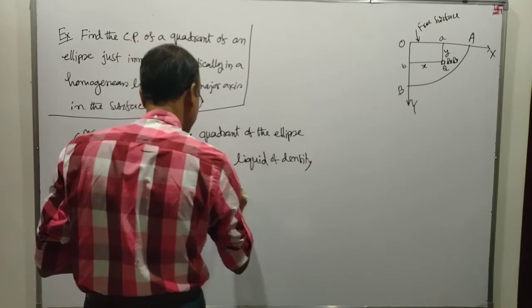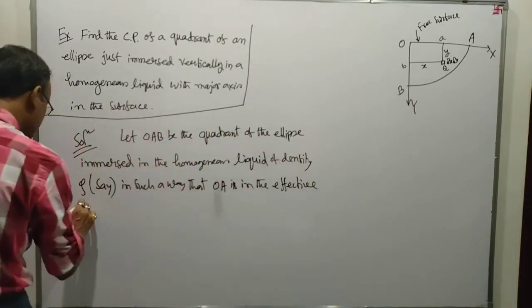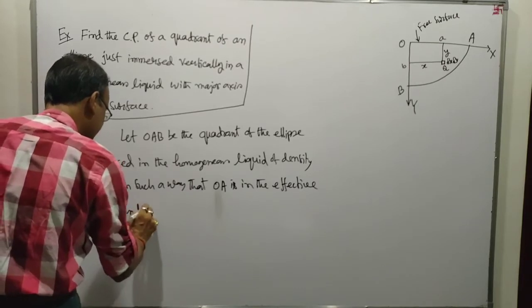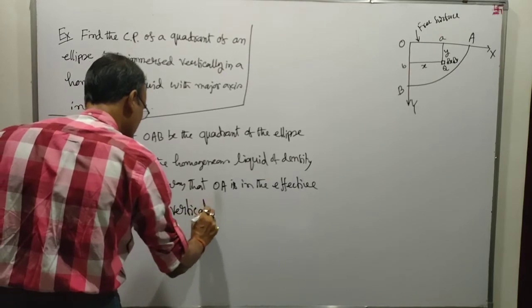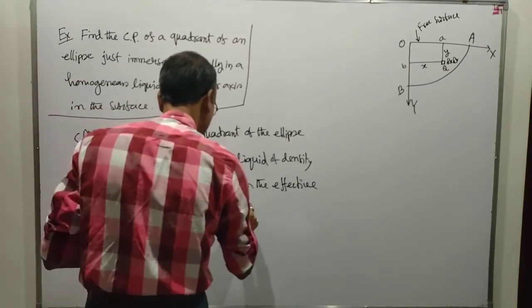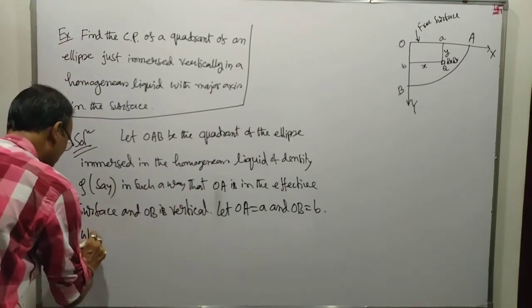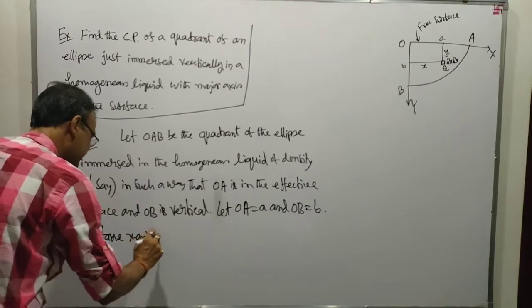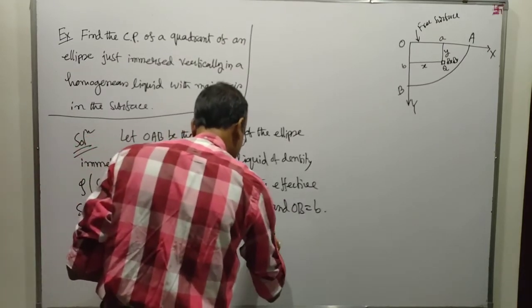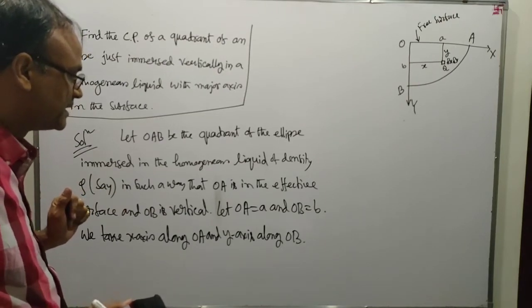OA is in the free surface, or effective surface, and OB is vertical. Let OA equal a and OB equal b. We take the x-axis along OA and the y-axis along OB.